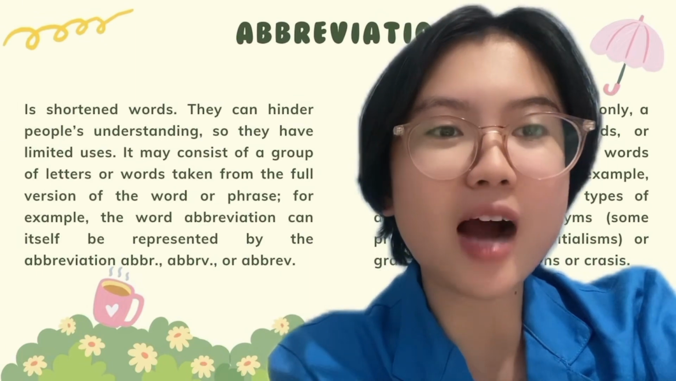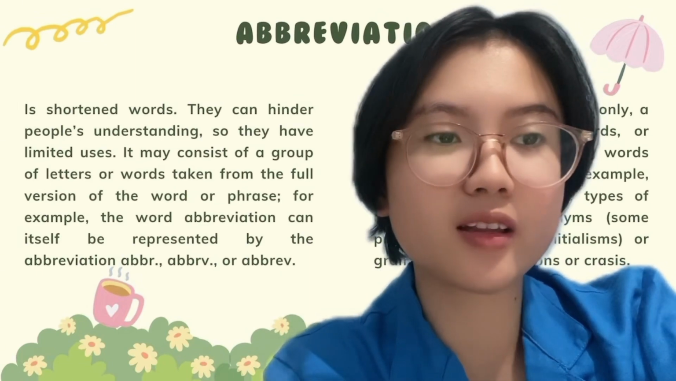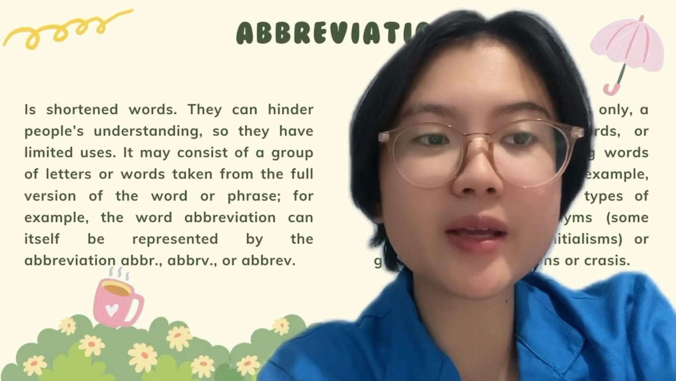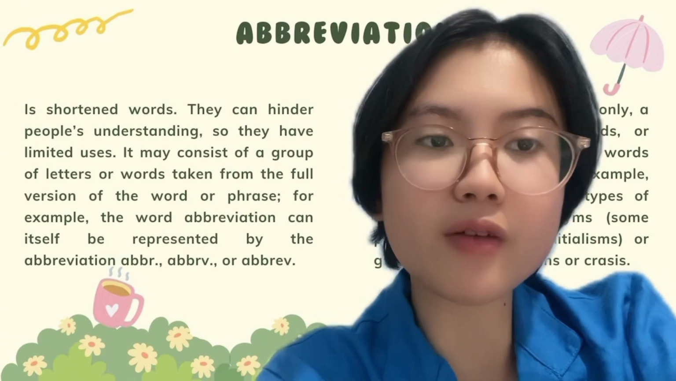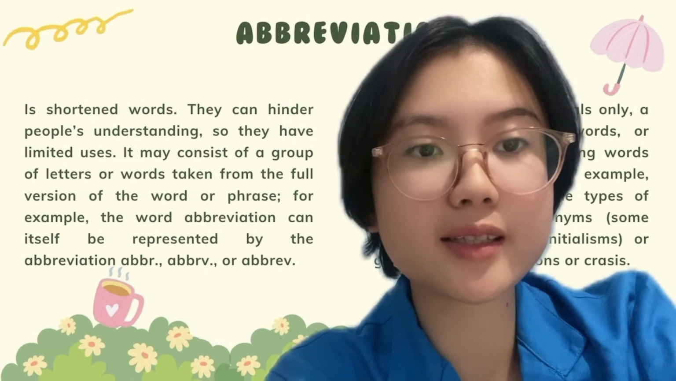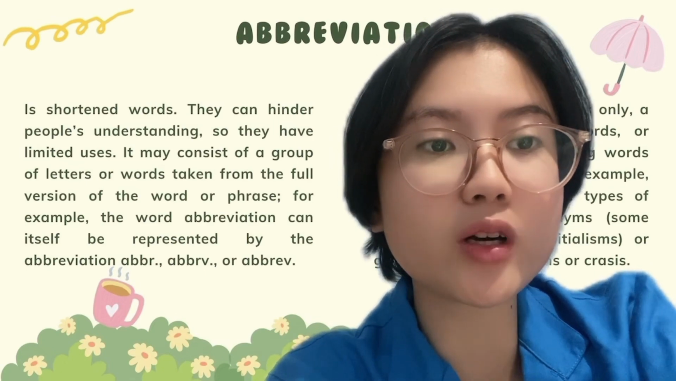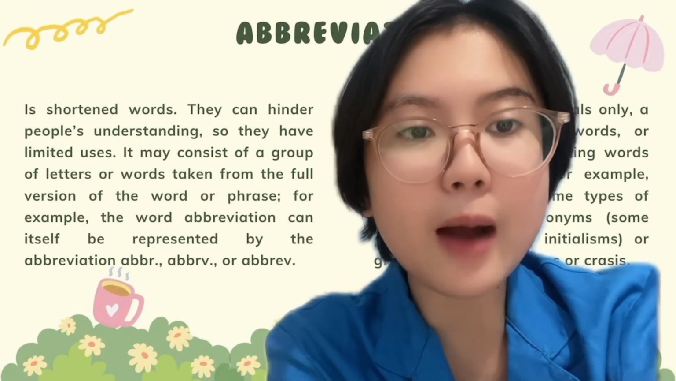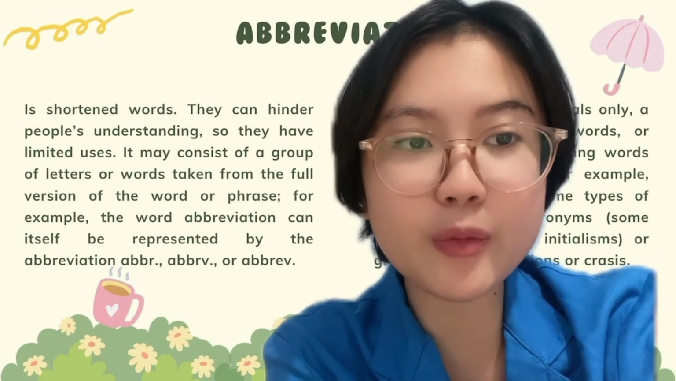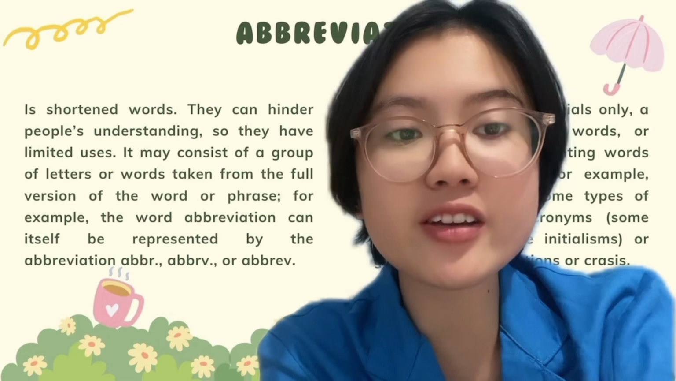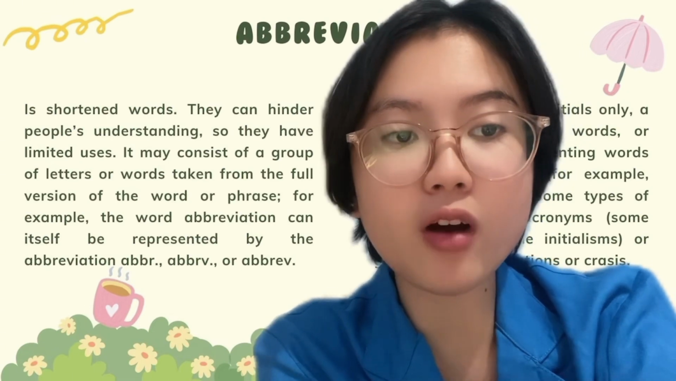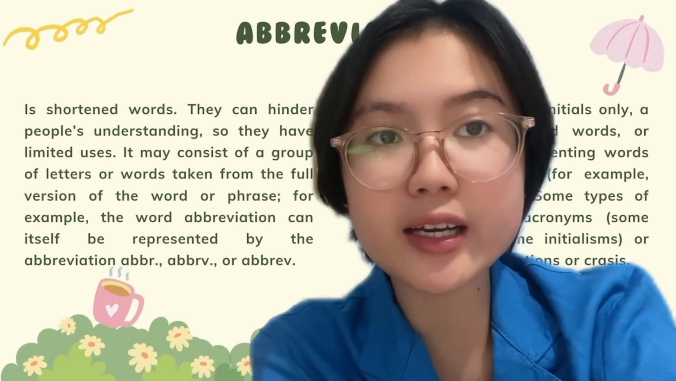Abbreviations. Abbreviations are shortened words. They can hinder people's understanding, so they have limited uses. An abbreviation may consist of a group of letters or words taken from the full version of the word or phrase. For example, the word abbreviation can itself be represented by the abbreviation abbr, abbrf, or abbrev.